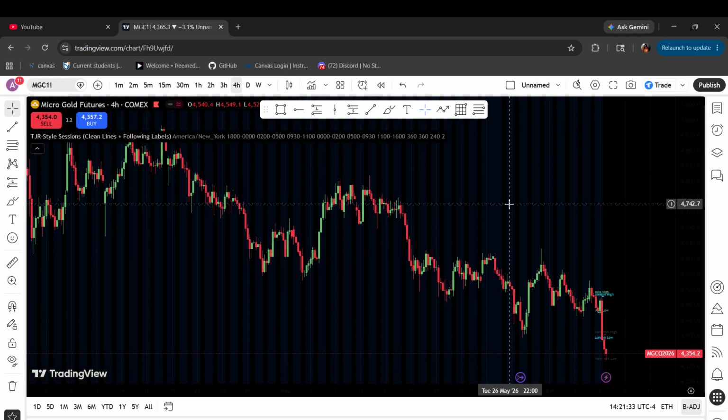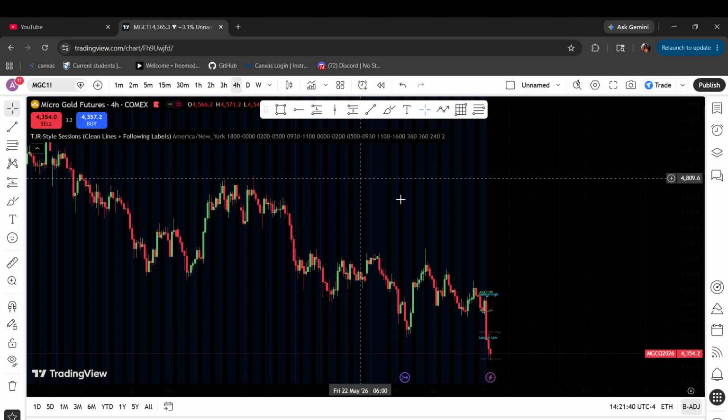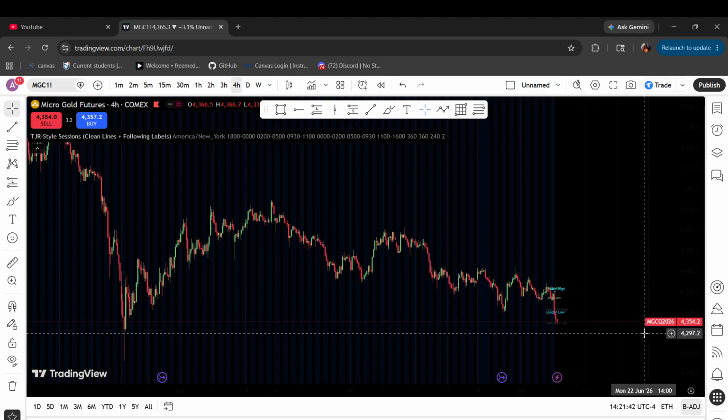So I'm going to be teaching y'all how to identify liquidity sweeps in real time, and not in hindsight, and not just trying to find liquidity sweeps in real market data.